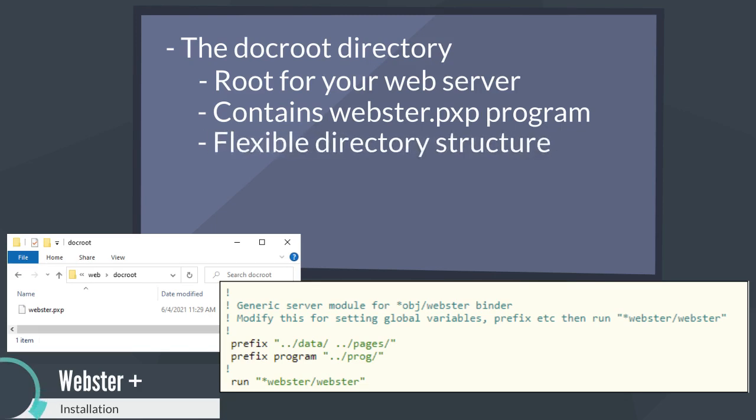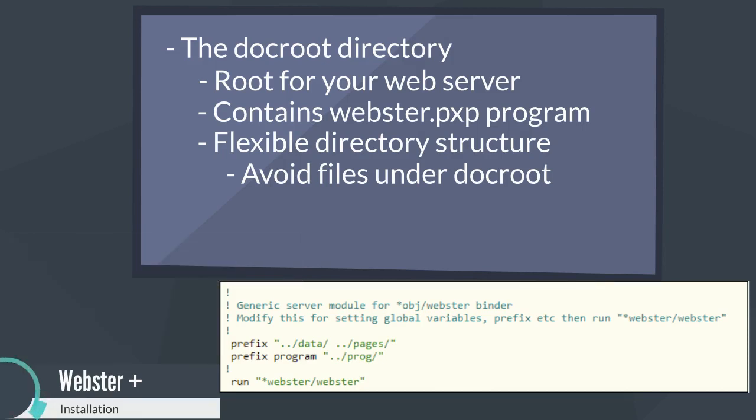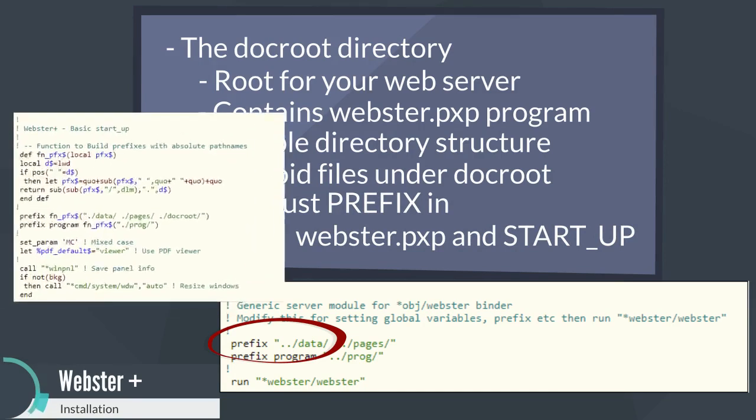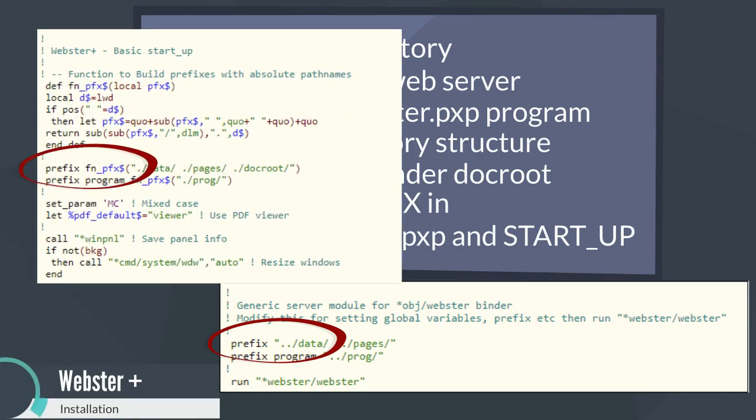The directory structure and prefixes, set up by the install utility, can be tailored to fit your needs. However, we suggest you avoid placing files under the docroot directory where they may be subject to remote access. If you do change the directory structure, or wish to access data outside of the install directory, make sure to change the prefix settings in both Webster.pxp and the startup program in the main directory.